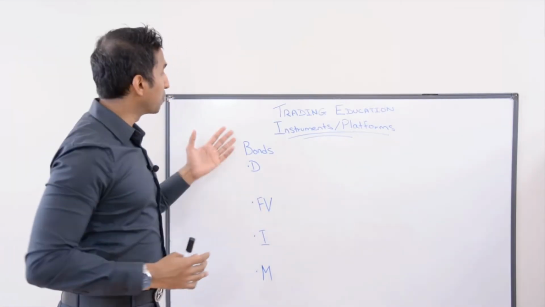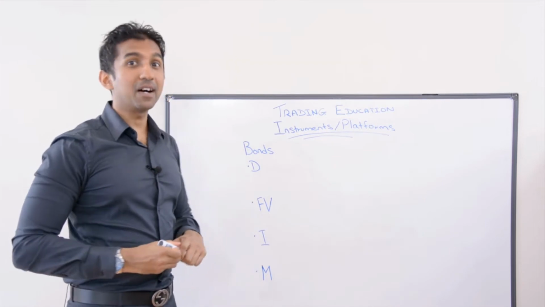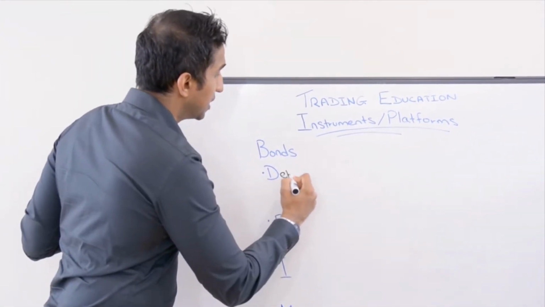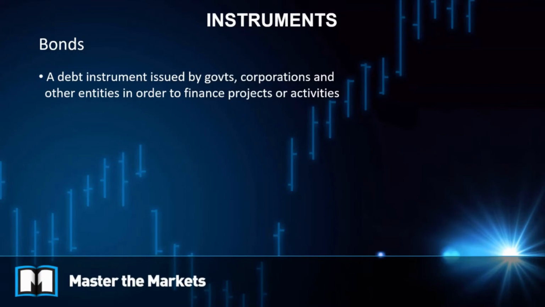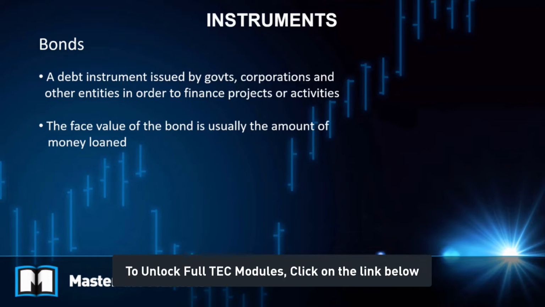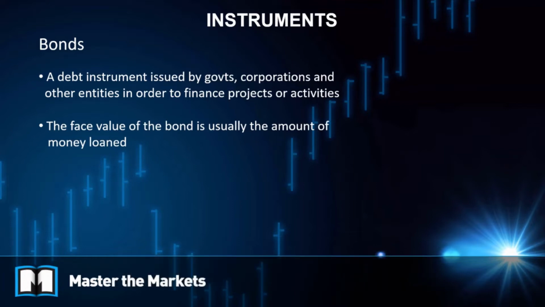Now we move on to bonds. Bonds are debt instruments issued by governments, corporations, and other entities in order to finance big activities or projects. The face value of the bond is basically the loan that is given by the finance corporation. That would determine the amount of face value.